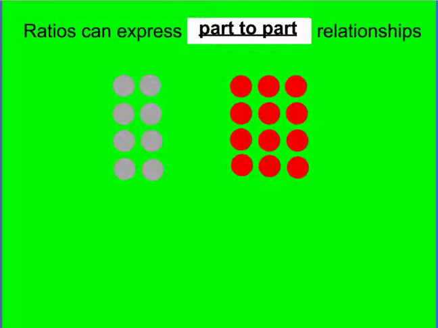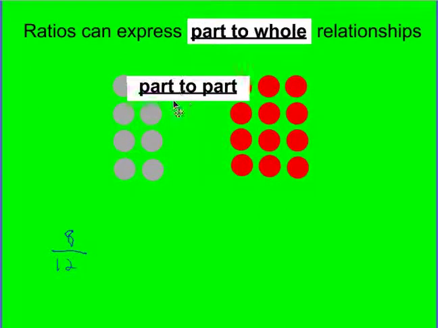Some things about ratios. Ratios, first of all, can be expressed as part-to-part relationships. In part-to-part relationships, we might talk about the number of gray dots compared to the number of red dots. So if we compare the number of gray, that's 8, compared to the number of red, which is 12. For every 8 gray dots, we have 12 red dots, is what that would mean, a part-to-part comparison.